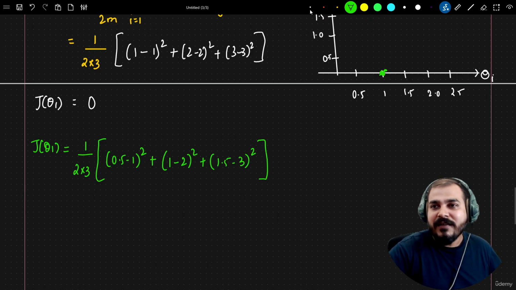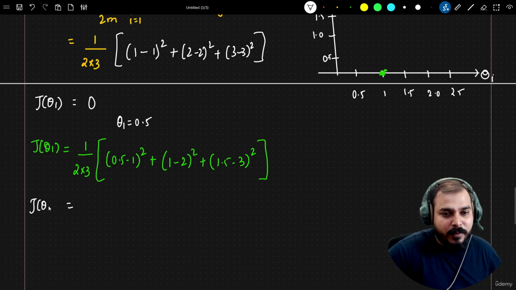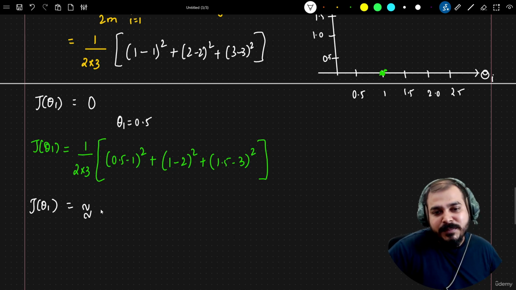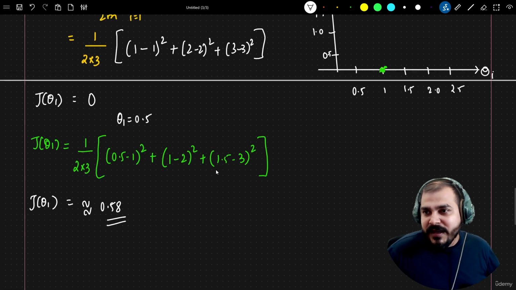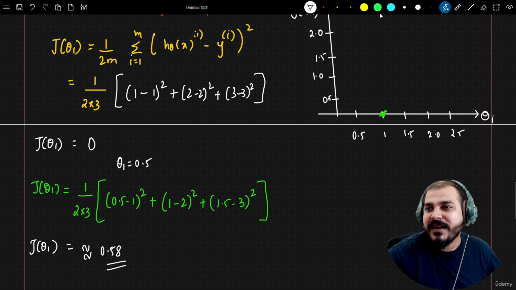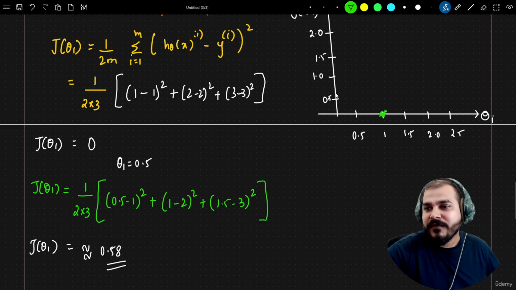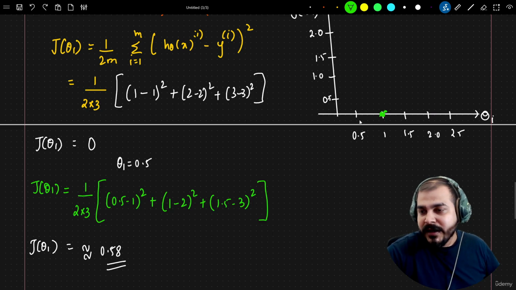So once I try to find it out, when my theta 1 is equal to 0.5, just try to compute J of theta 1. You will approximately be getting somewhere around 0.58, once you do the calculation. So over here, when my theta 1 is 0.5, I'm going to get J of theta 1 as 0.58. So 0.58 will come somewhere here. I'm going to make this point somewhere here. Not here, sorry. Somewhere here, with respect to theta 1 is 0.5, I'm going to get the point. And this is that.